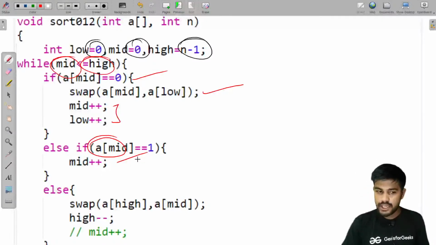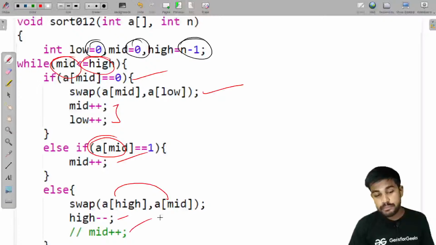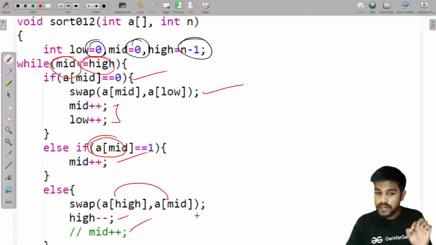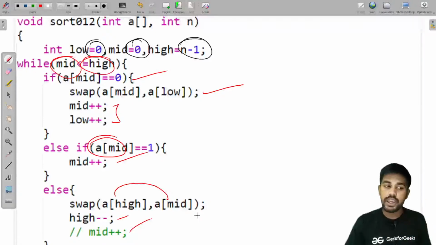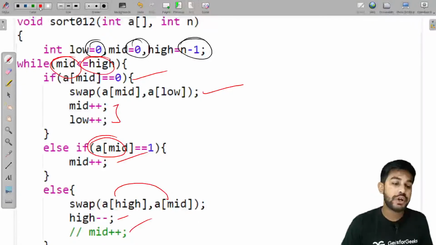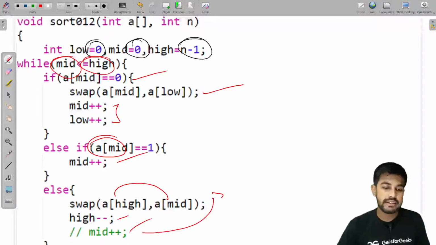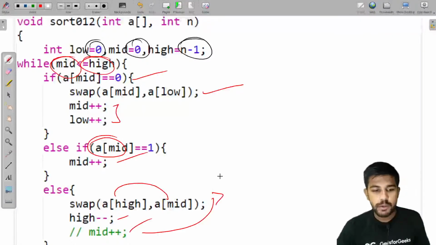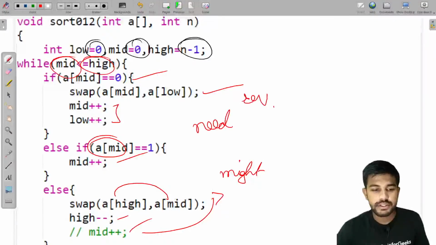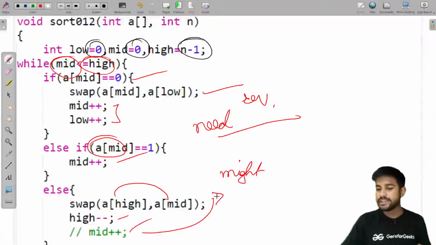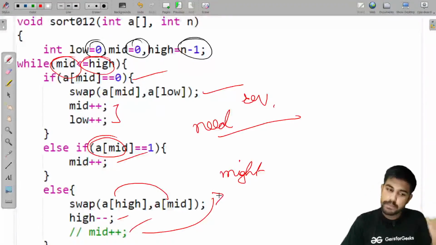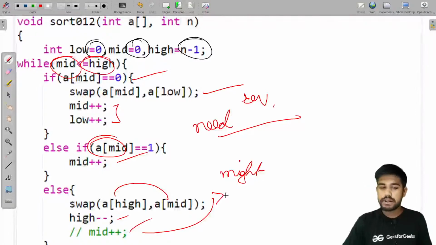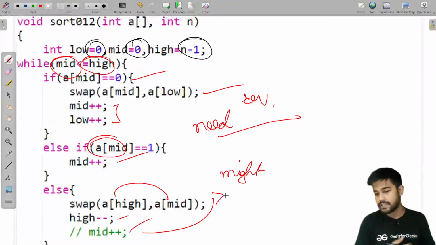This is the condition where we are just incrementing the mid, because it might be the case that the value on the mid needs to be revised. That's why I have commented it, as a proper note that the value might need a revision. That's why we are keeping mid the same way. But we are decrementing the value of high.